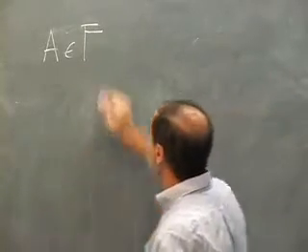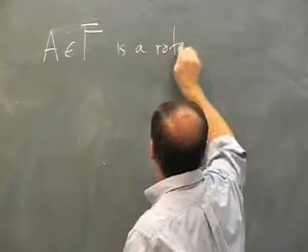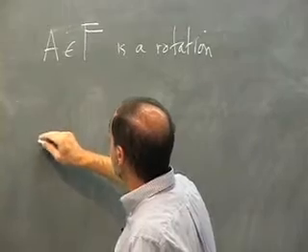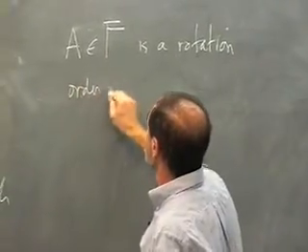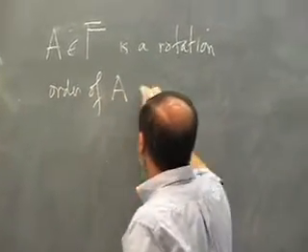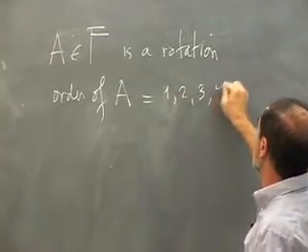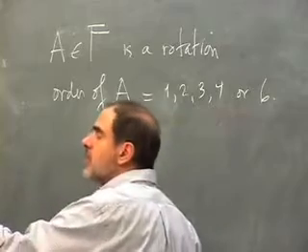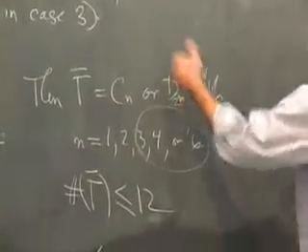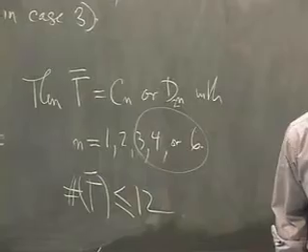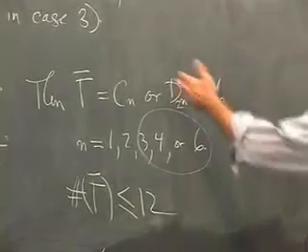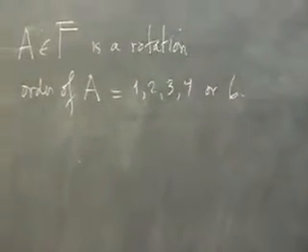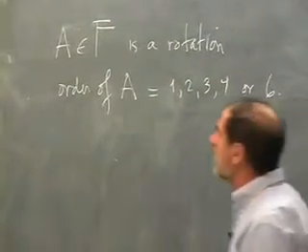suppose it's a rotation. I have to show that the order of A is equal to 1, 2, 3, 4, or 6. Because you can determine which dihedral group you have by which rotations you have in it. Okay? If I had any other dihedral groups, I'd have other orders of rotations. Okay. Now consider the characteristic polynomial of A.